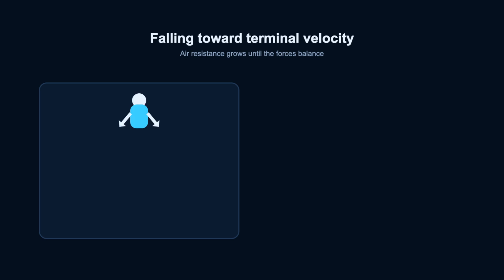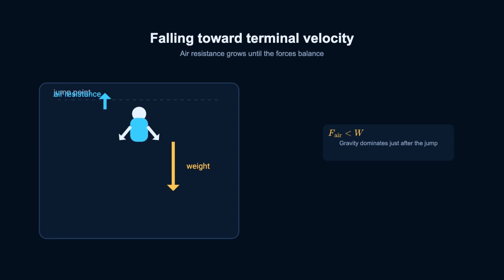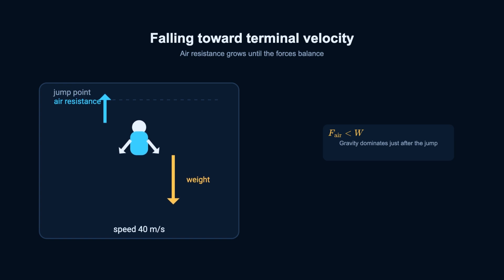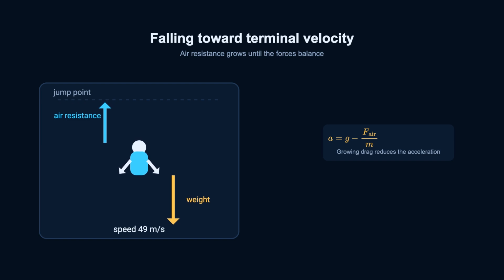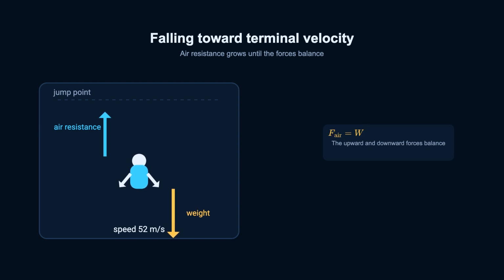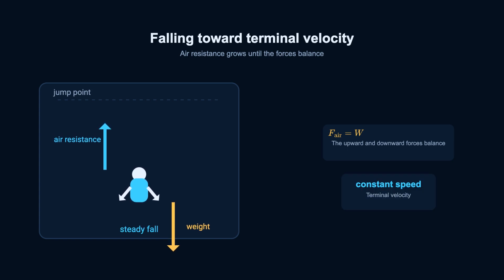Now, return to our skydiver. Right after jumping, air resistance is small, so gravity dominates, and she accelerates close to g. As her speed builds, air resistance grows too, pushing back against her fall and shrinking her acceleration. Eventually, air resistance grows large enough to balance gravity completely. Acceleration drops to 0, and she falls at a steady, unchanging speed, called terminal velocity.